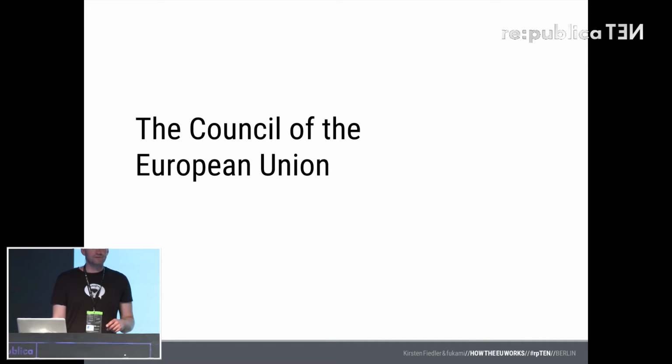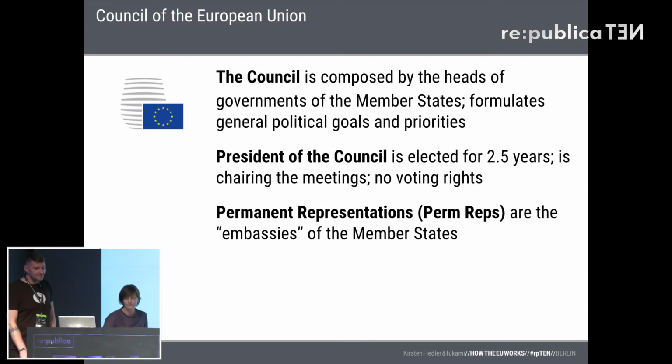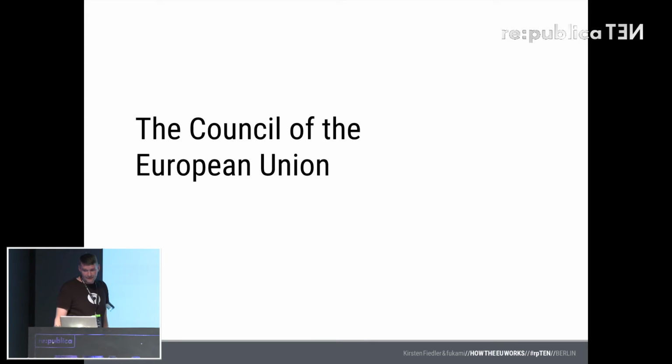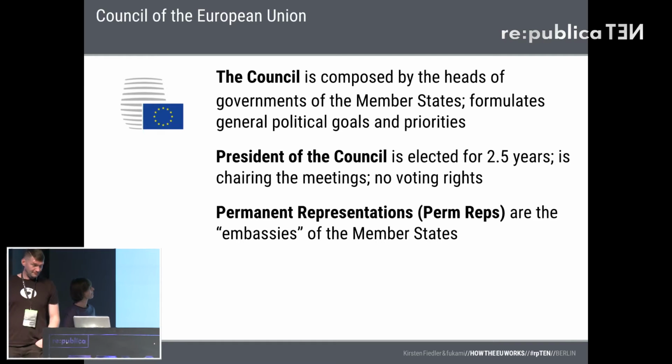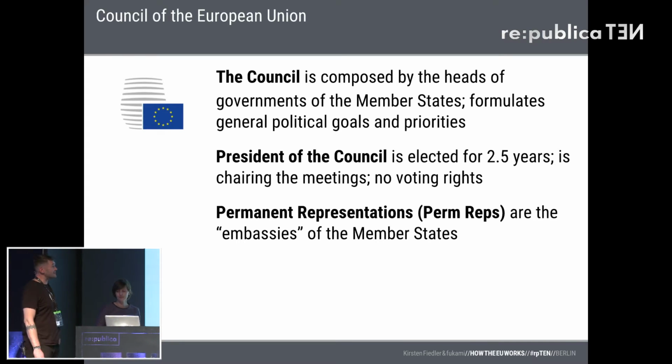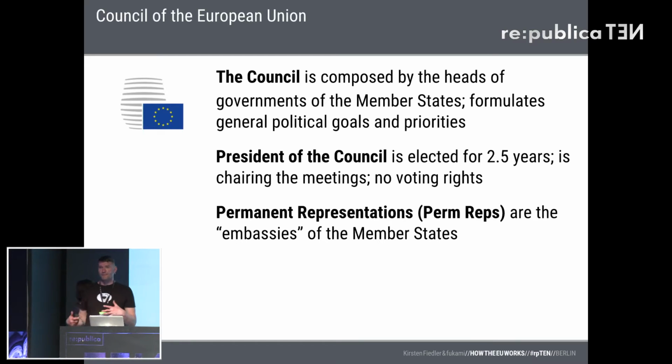So now we come to one of the councils, the Council of the European Union. This is, as I said, not to be confused with the Council of Europe. This is the governments of the European member states, or the member states of the European Union.